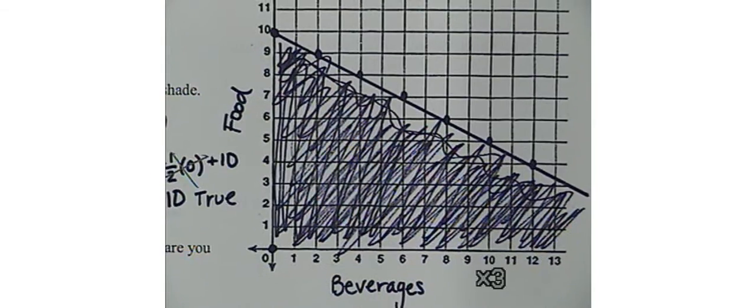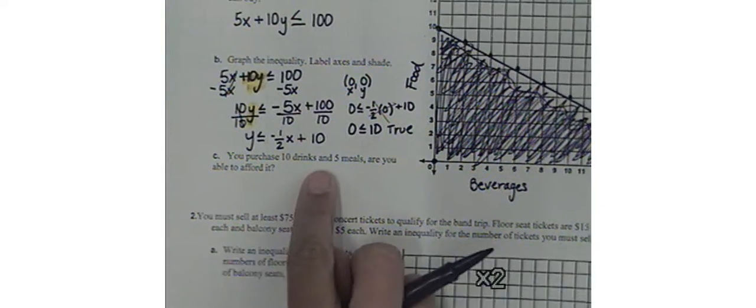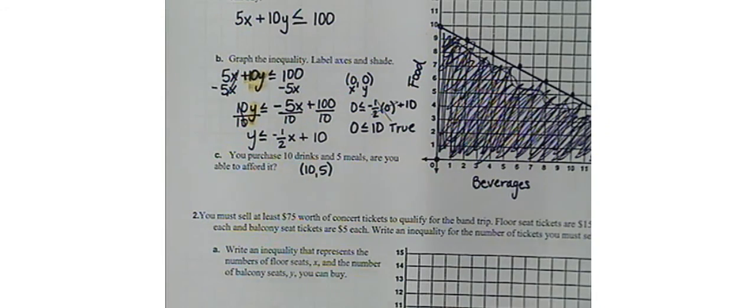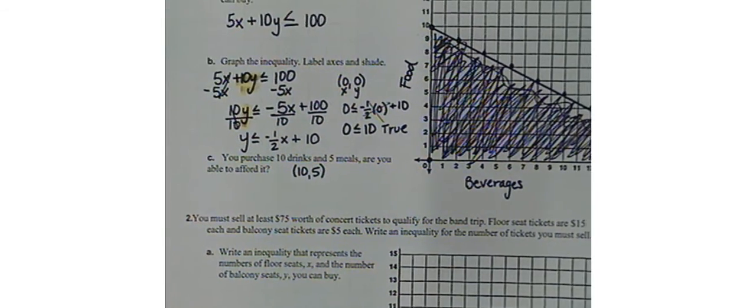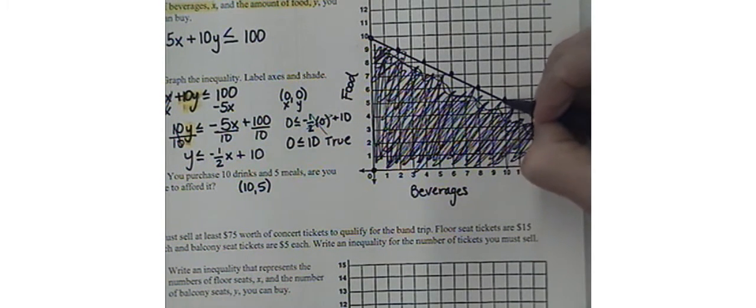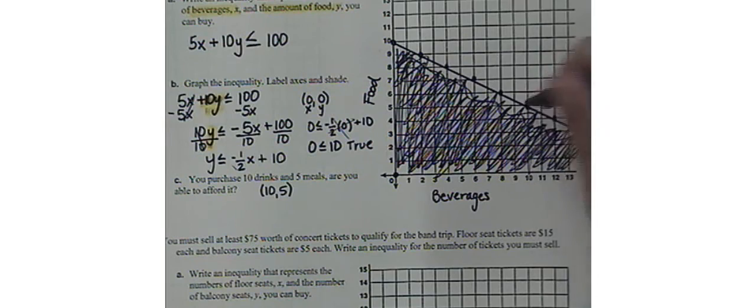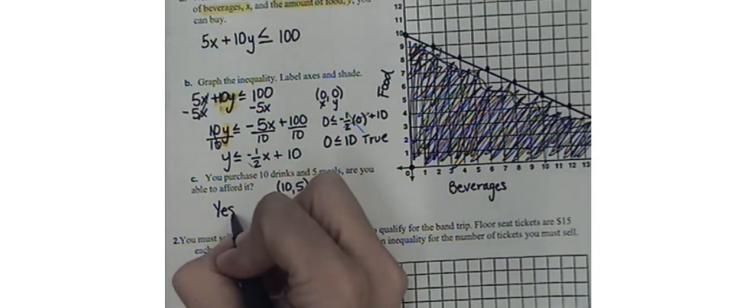Now, question C, it says you purchased 10 drinks and 5 meals. Are you able to afford it? So let's go over to 10 and up to 5 and plot that point. Are we able to afford it? It's right on my line. So is it a possibility? Now we could also plug it into our inequality and see here or here if we get a true or false statement. But if it's on my line and my line is solid, then yes, it works.